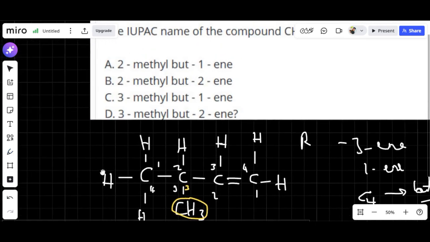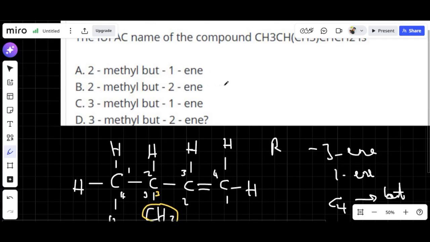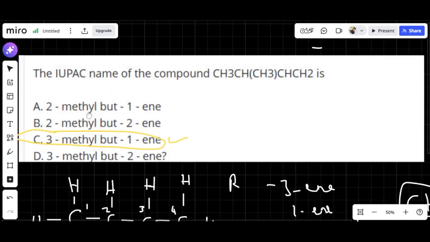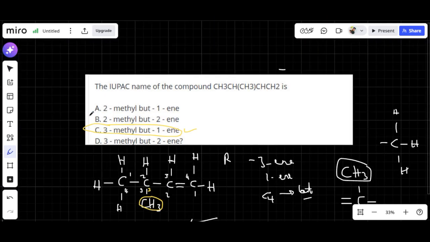So let's confirm. So we have 2-methylbut-1-ene, 2-methylbut-2-ene, 3-methylbut-1-ene, 3-methyl. So the correct answer is 3-methylbut-1-ene. Option C is the correct one. So that will be the answer to naming the organic compound.